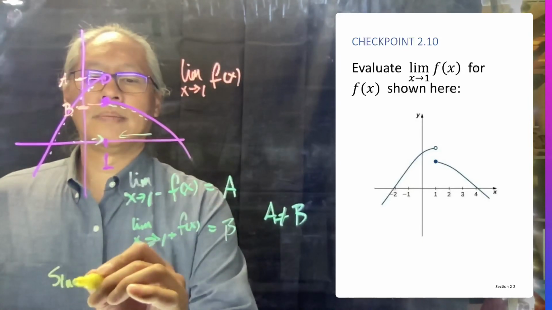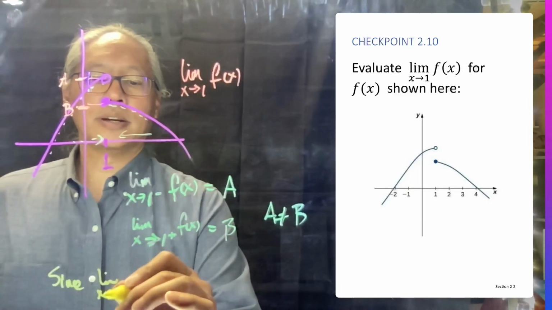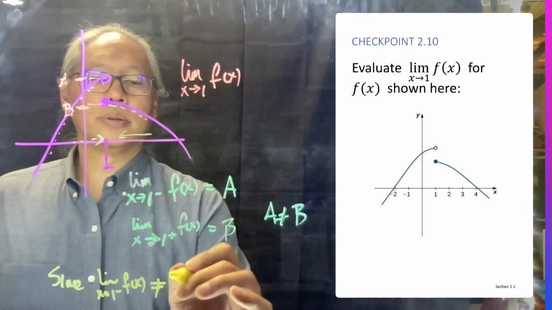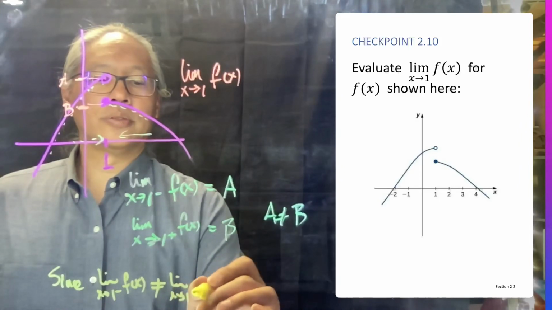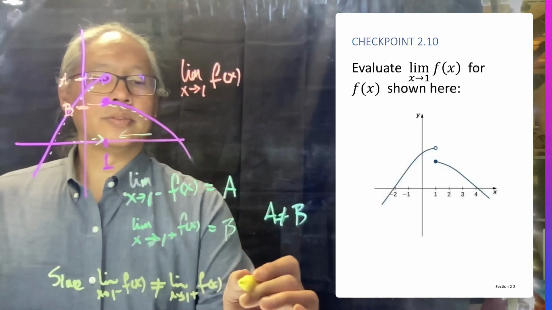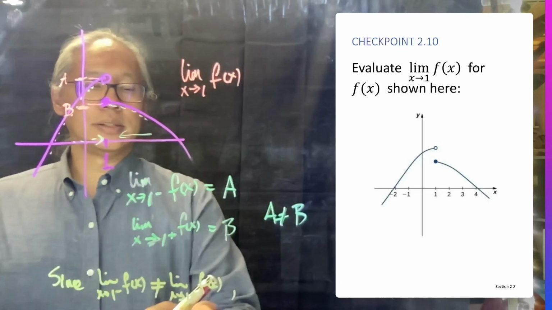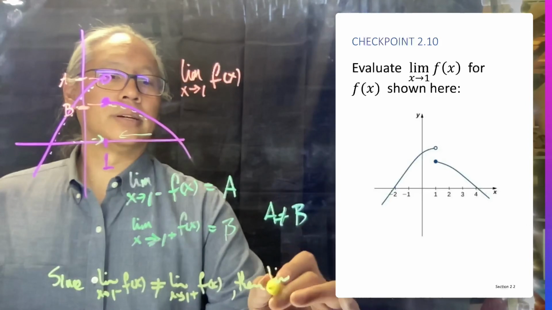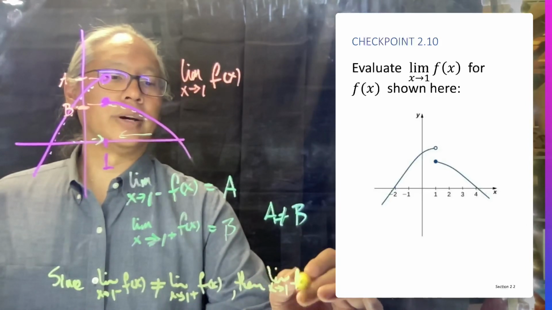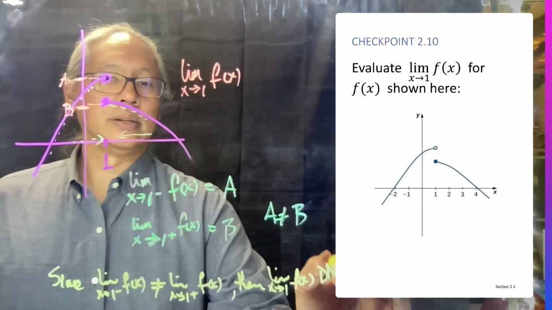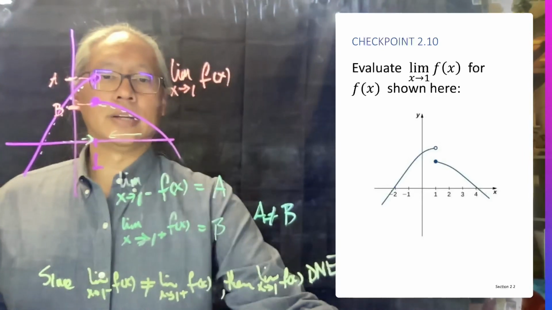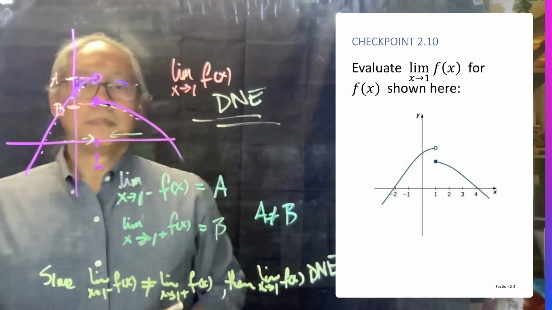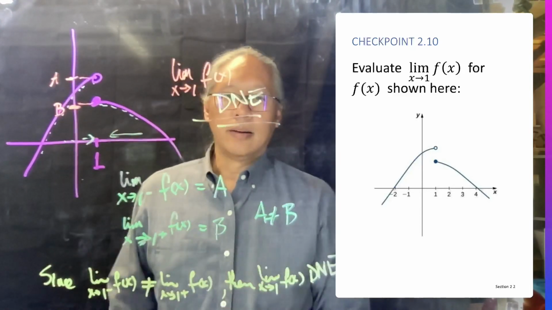So since the limit as x approaches 1 from the left of the function does not equal the limit as x approaches 1 from the right of this function, since this is not equal, then the limit itself as x approaches 1 of f of x does not exist. Okay. All right. I hope that helps.